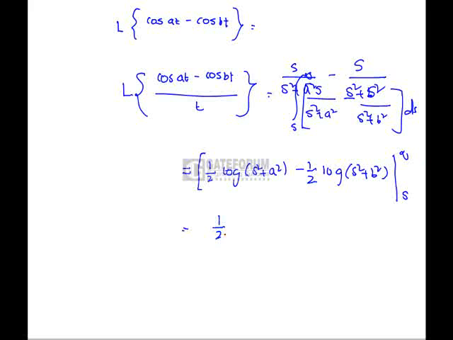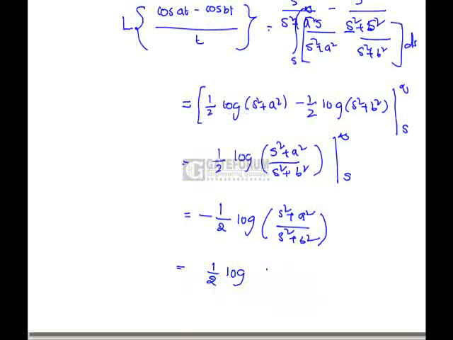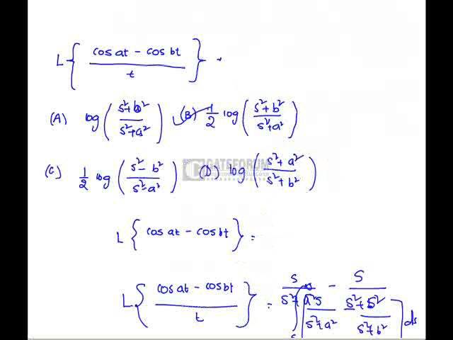So it is 1 by 2 log of (s square plus a square) by (s square plus b square), from s to infinity, which is nothing but 1 by 2 log of (s square plus a square) by (s square plus b square) evaluated at s. This is minus, so it is 1 by 2 log of (s square plus b square) divided by (s square plus a square). Hence option B is correct.